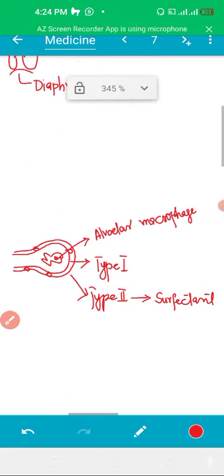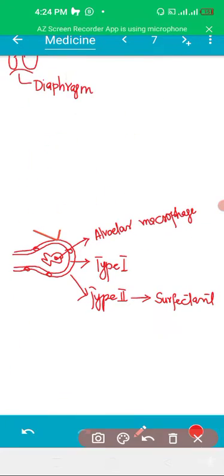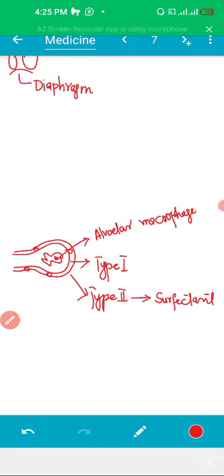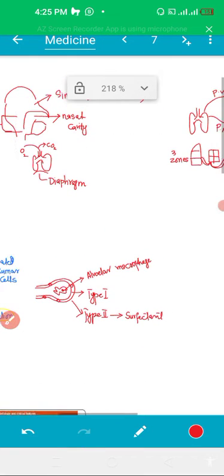Now this is the anatomical structure of the alveoli, which have pneumocytes in them. Pneumocytes are the cells of the alveoli, and they are type 1 pneumocytes and type 2 pneumocytes. Type 1 pneumocytes have the function of structural support, while type 2 pneumocytes produce surfactant. This increases surface area and prevents collapse of the alveoli. In this way, alveoli are present.